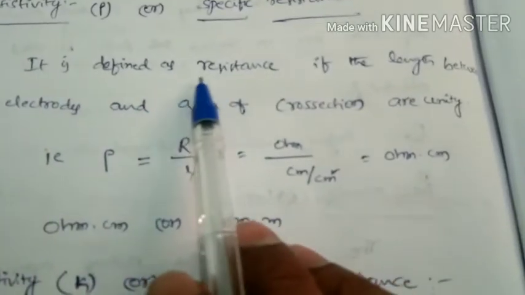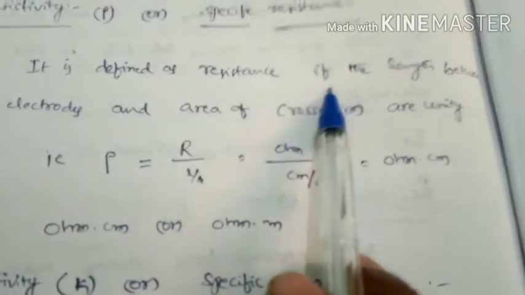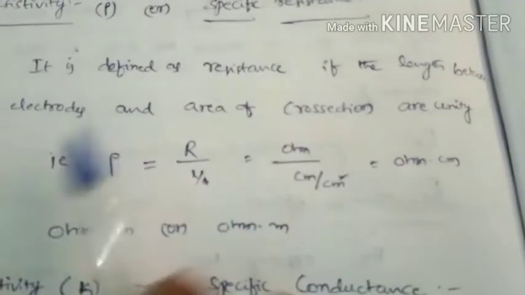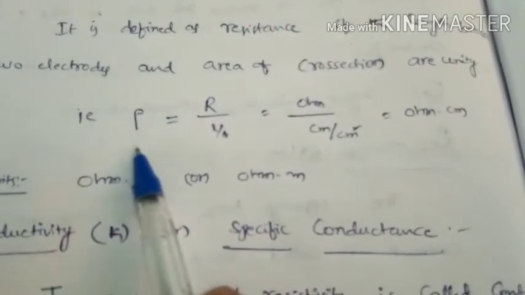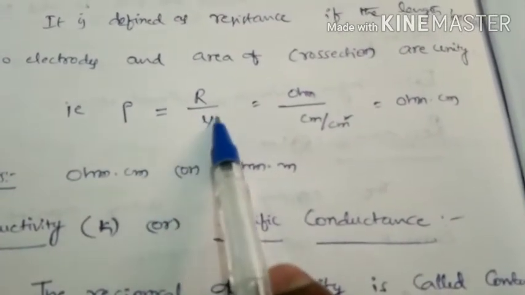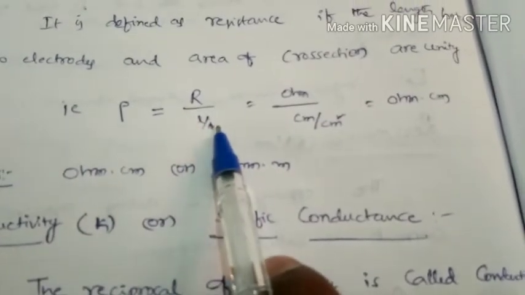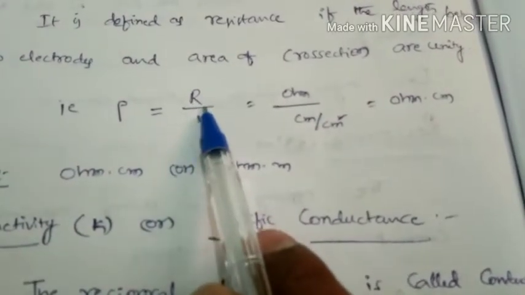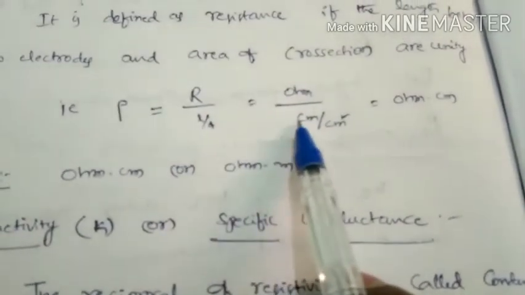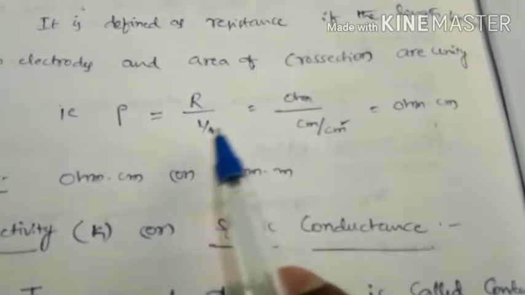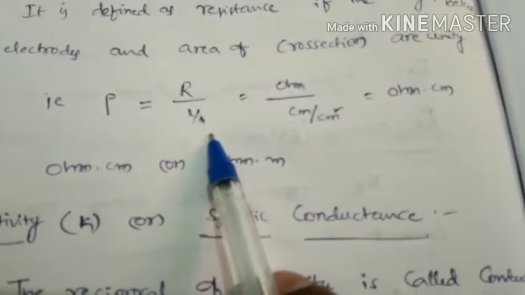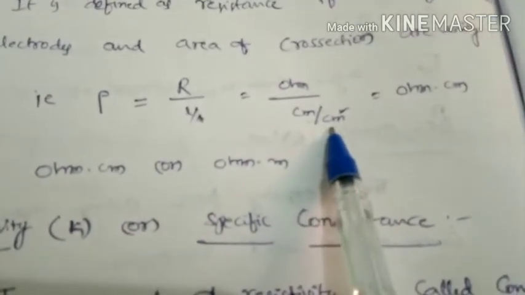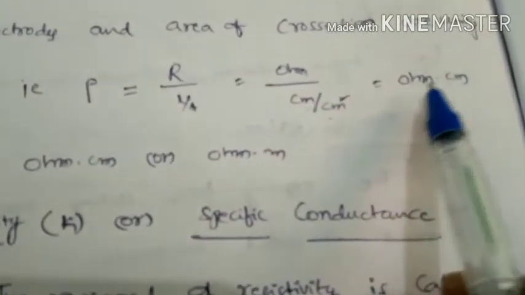It is defined as resistance when the length between two electrodes and the area of cross section become 1. So the formula is rho equal to R into L by A, where R, the unit for R, is ohm, L in case of CGS is centimeters, or in case of SI system meters. You can take anything, where A is area of cross section, that means centimeter square. Finally you get ohm into centimeters.